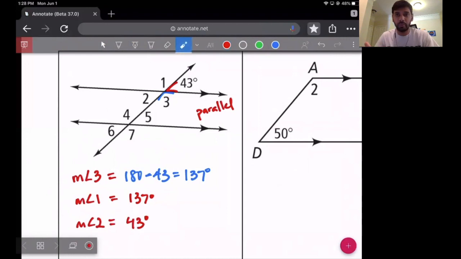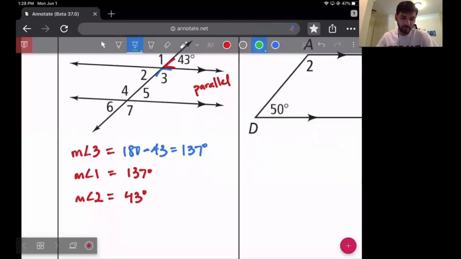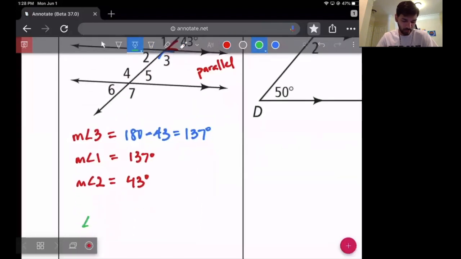And then the special part about parallel lines is that these angles are going to be congruent to these angles down here. So angle 5 corresponds to the angle up here, that's 43. Angle 4 corresponds with angle 1. 6 corresponds with 2. 7 corresponds with 3. They're in the same location of that intersection. So I'll just briefly write that down here. I'll write one example. Angle 1 and angle 4 are corresponding angles.